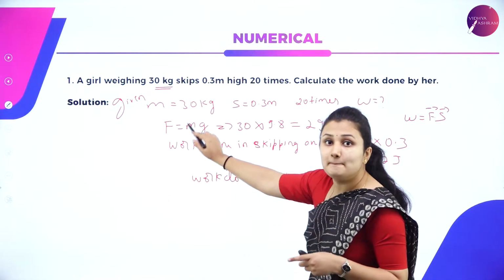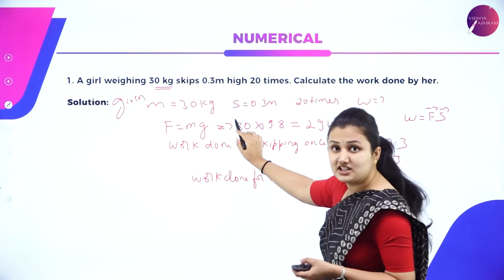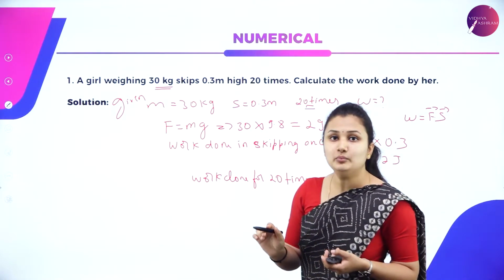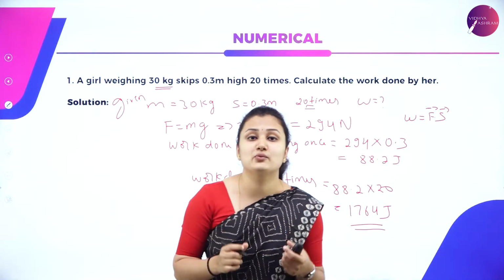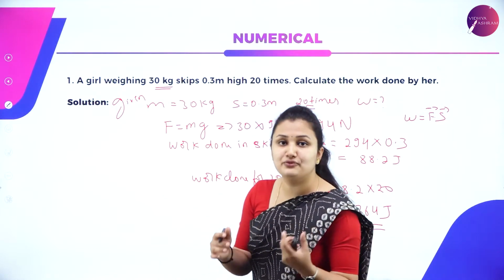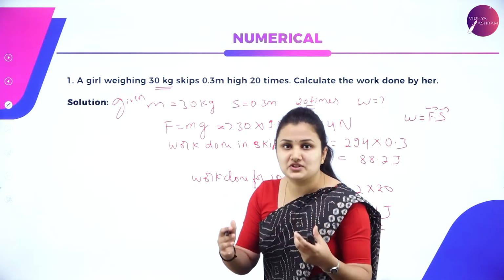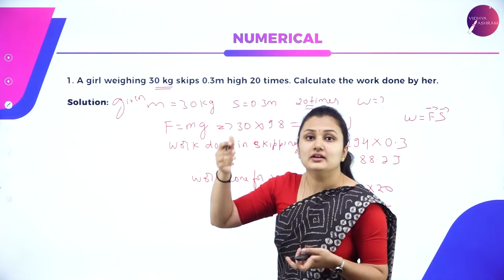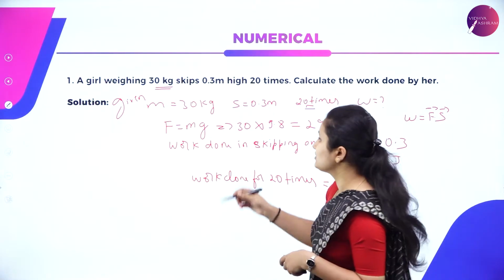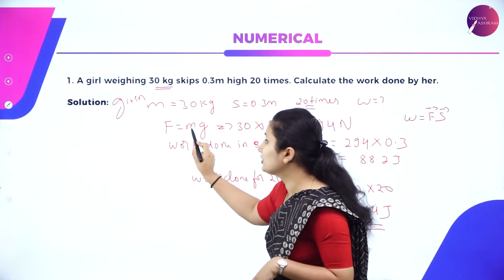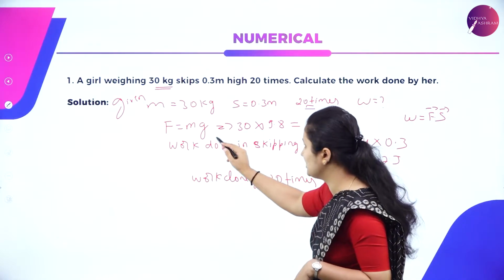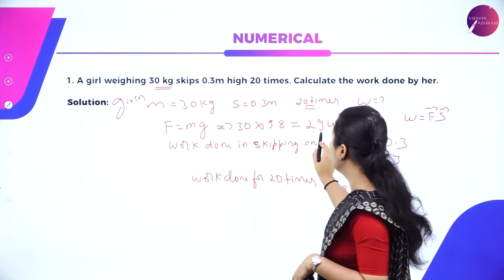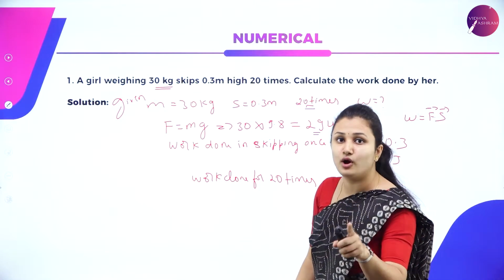So what is given? Mass is given 30 kg. Displacement is given. It is 0.3 meter. She is skipping for 20 times. To calculate work done, I want force. So to calculate force, each time when she skips, she is lifting herself vertically upward in the influence of gravity. So I'll calculate F is equal to mg. M I know it is 30. Gravity value is 9.8. I get 294 Newton as the value of force.